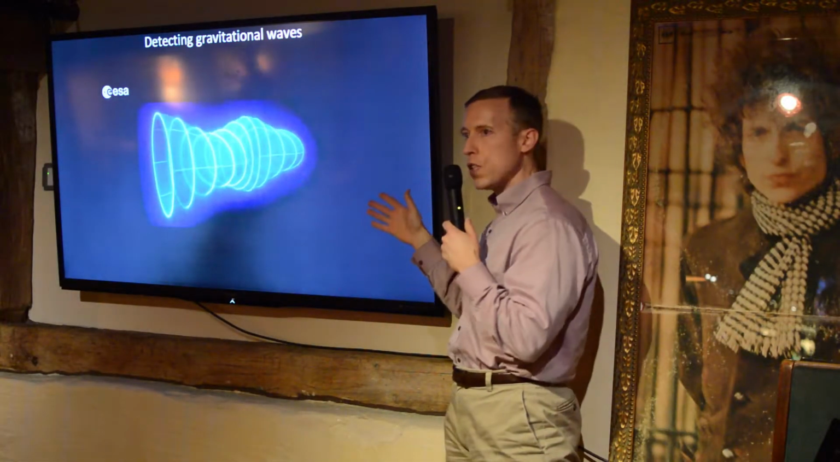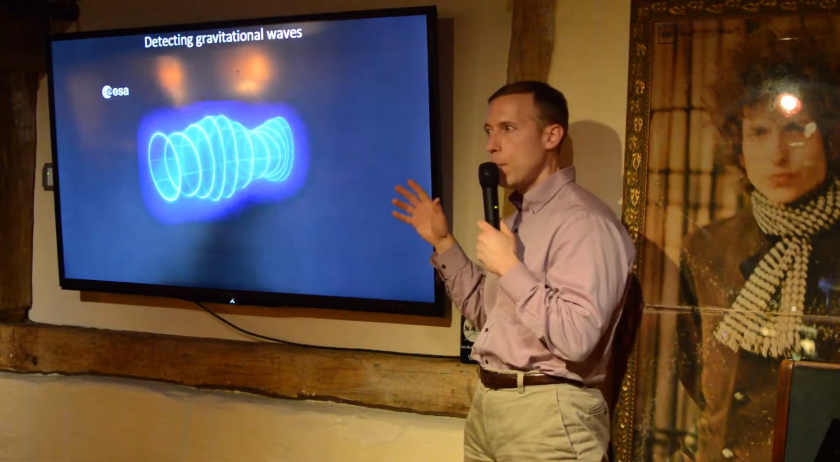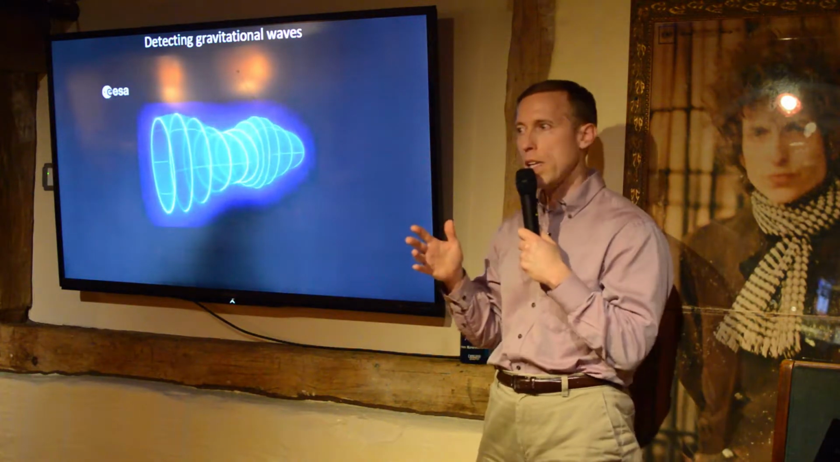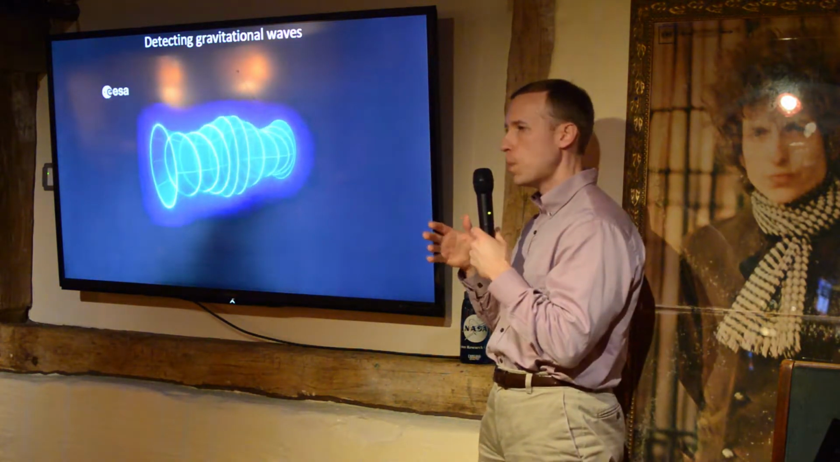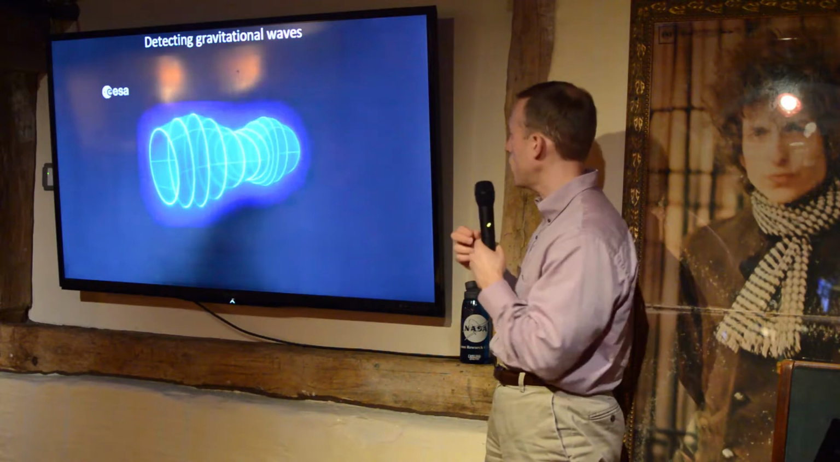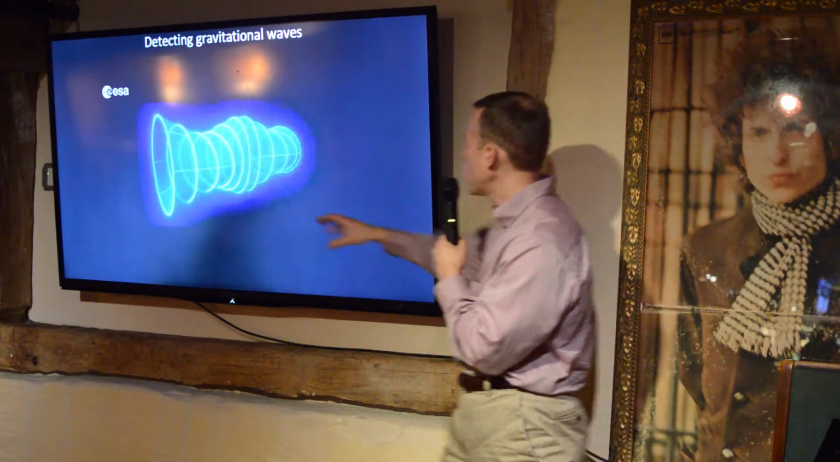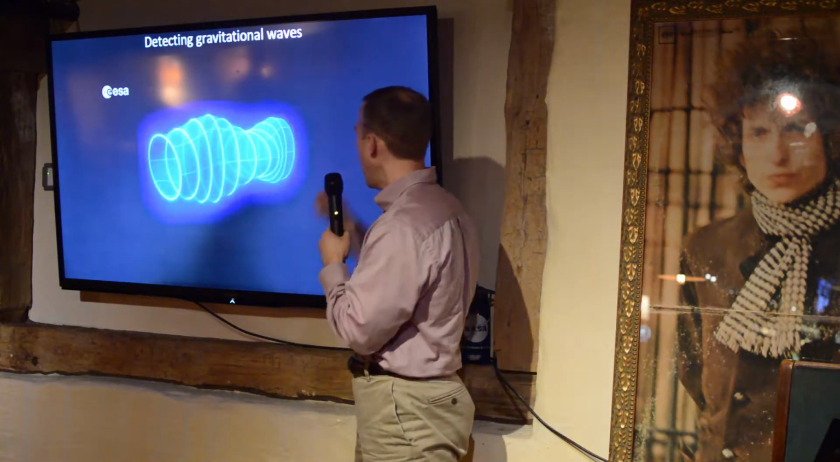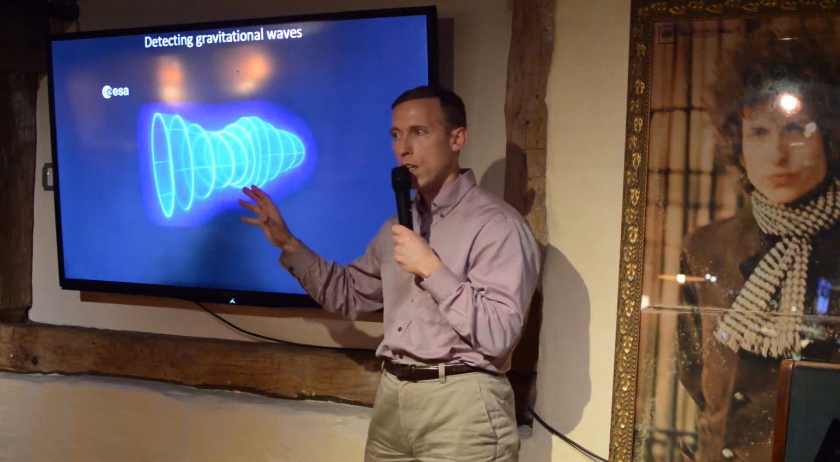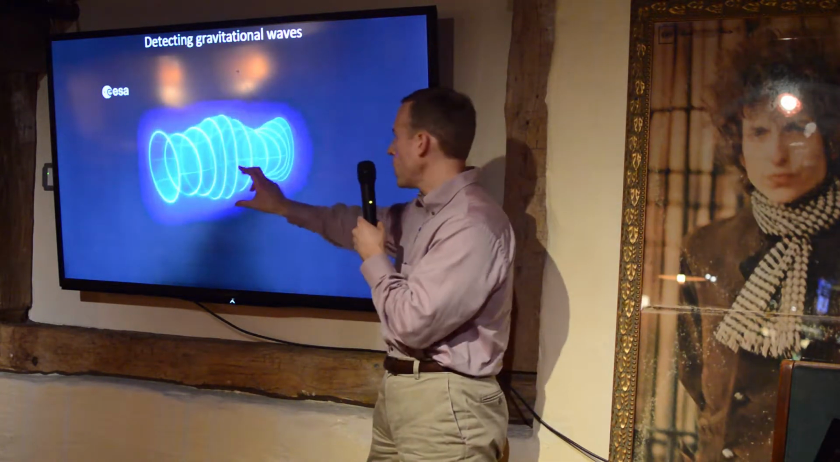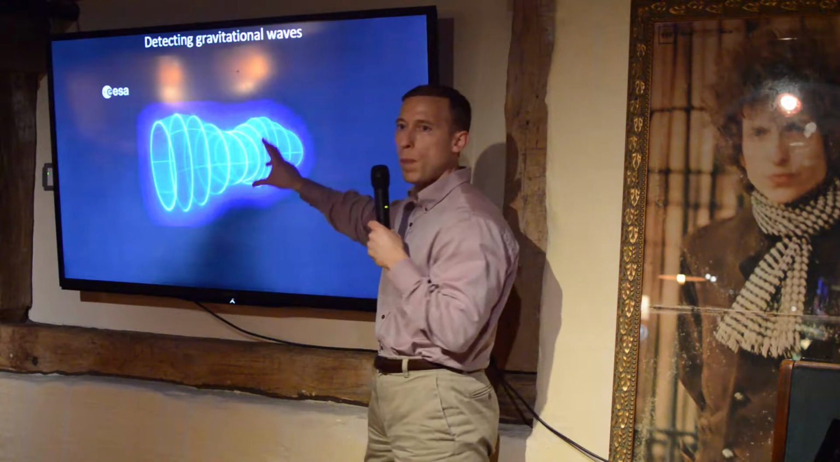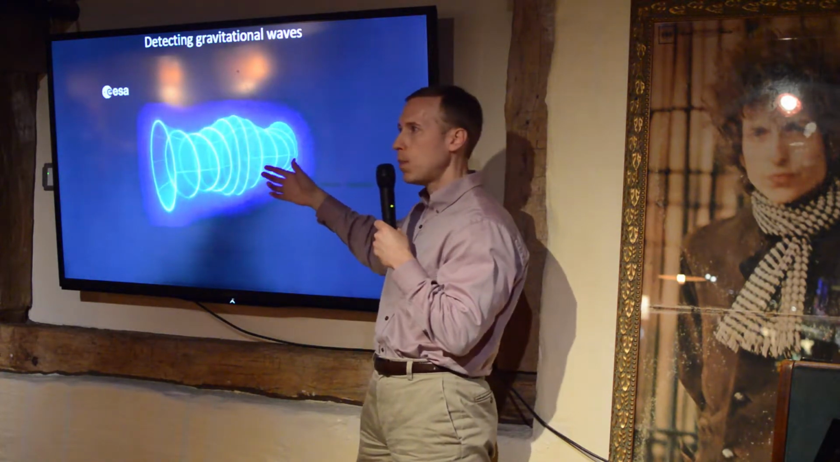Now, gravitational waves can be detected in theory because these waves, these ripples in space, should cause space itself to expand and contract in opposite directions. So, for instance, if you have some object here and there are gravitational waves passing by, those waves should cause that object to expand in one direction and at the same time contract in the other direction.